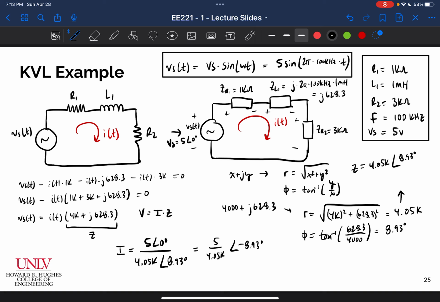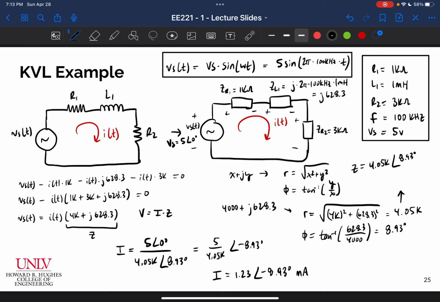It just depends on whether it shifts the value forward in time or backwards in time. We'll talk about that pretty soon when we talk about leading and lagging and what it means, but I haven't talked about that quite yet. But let's take this 5 divided by 4.05K. That gives me 1.23 milliamps. So my I phasor is equal to 1.23 angle negative 8.93 degrees milliamps. That right there is my I phasor.